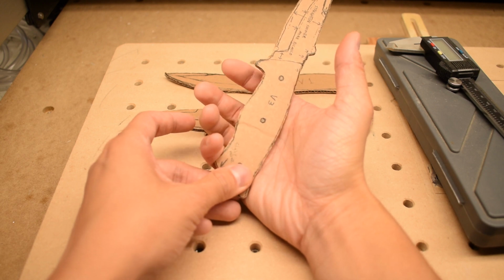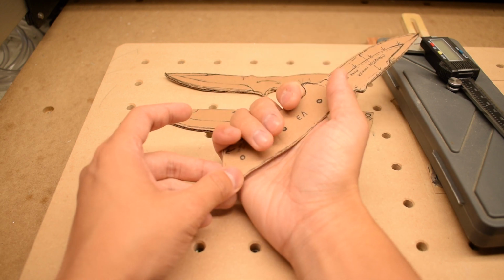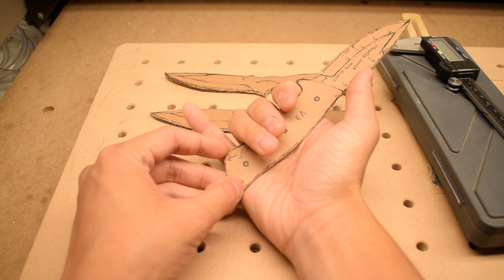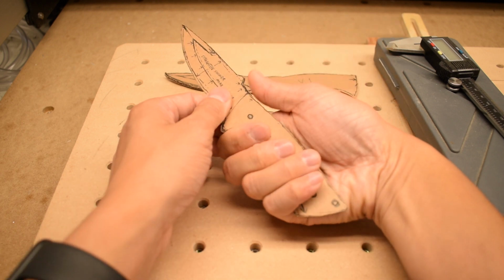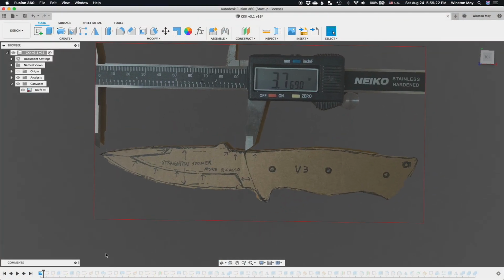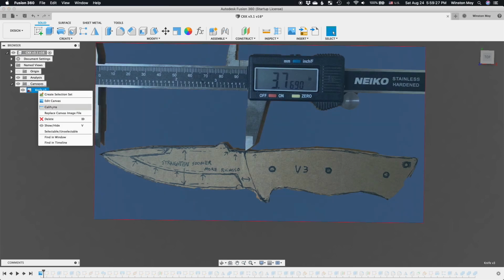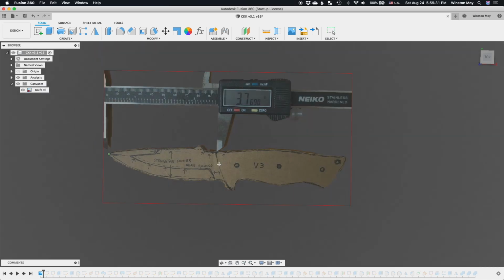On revision 3, I decided that the overall shape of the knife was to my liking and any other changes could be made as I drew out the profile in Fusion. I brought a picture of my knife into Fusion as a canvas, scaled it appropriately, and started sketching on top of it. Pro tip, include something in the picture for scale.